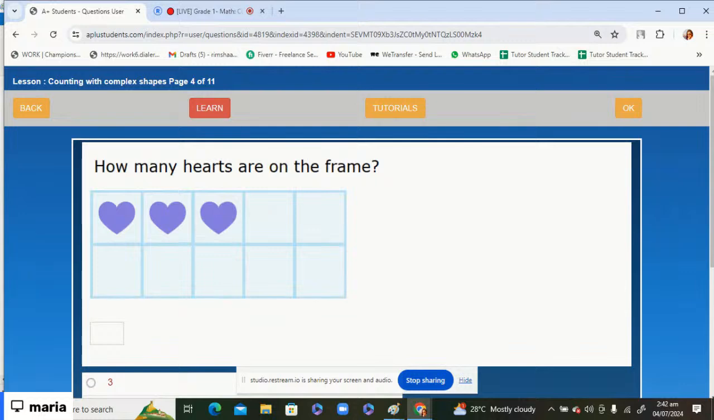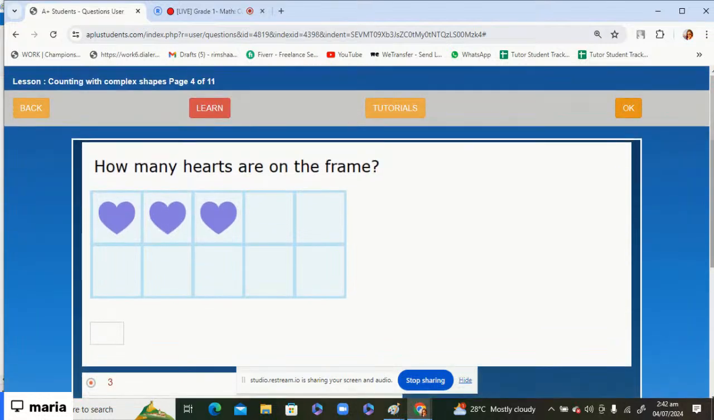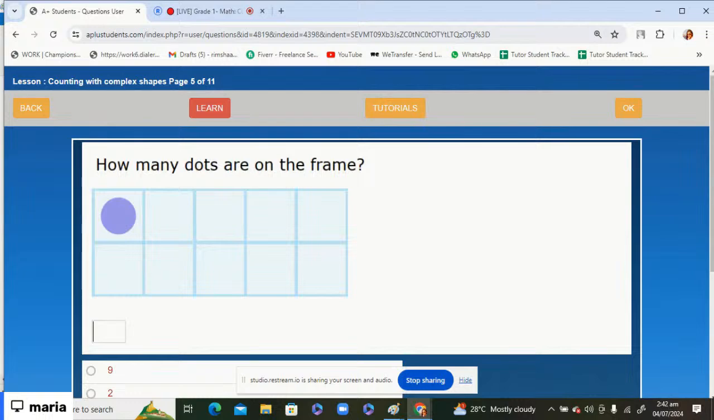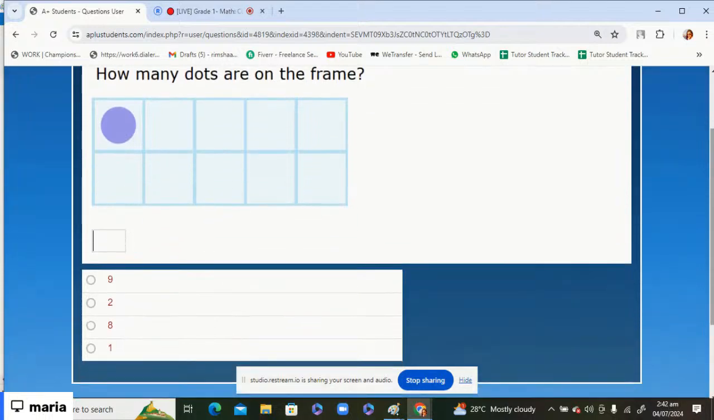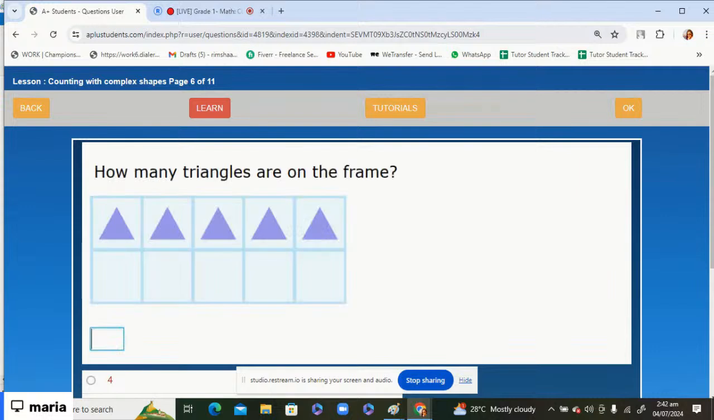Now how many hearts are there? Good. How many hearts are there on the frame? Count it please and then tell me. Let's just count together. It's 1, 2, and 3. So is there any option for 3? Yes, it's option A. Then we go with option A. Again, how many dots? It's only one dot. Let's check the last option. Then we click over the last option and then it's the right answer.